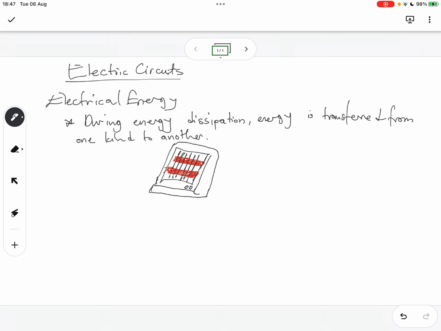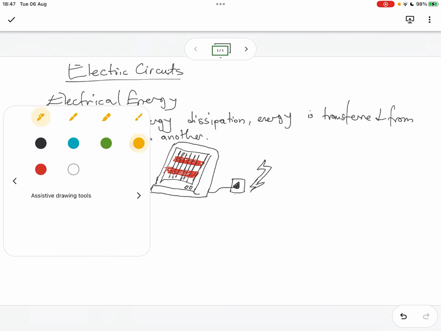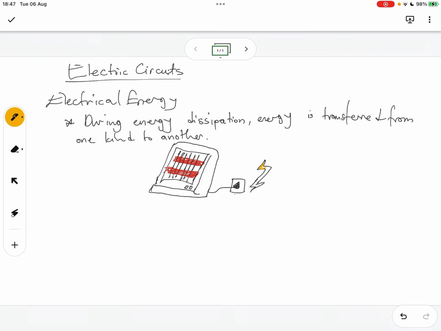So we have a device there, it's hot like a heater, and it's connected to our mains. There's the 3-pin plug on the wall socket, right? So we have electrical energy zapping into the system. And there's our electrical energy. It's 240 volts.